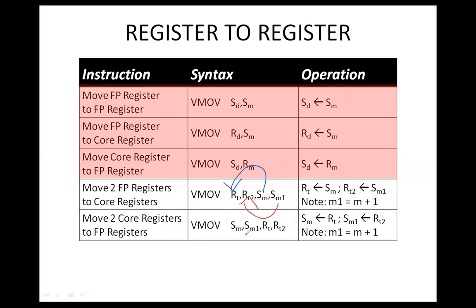If we have to move a value from core registers to floating point, core registers are the regular general purpose registers that we were using so far. So Rt again here, let me just clear this. Rt is moved to Sm, and Rt2 is moved to Sm1. Fine. So this is also one important concept. Please make note of this.